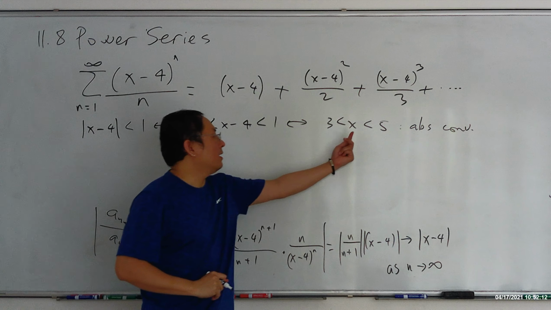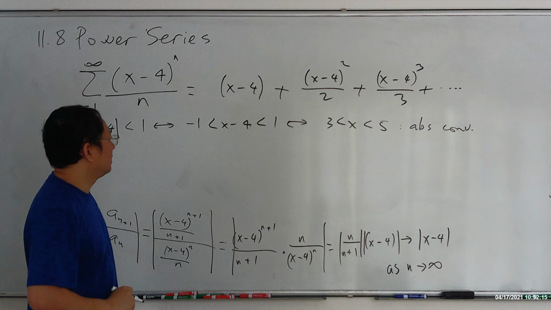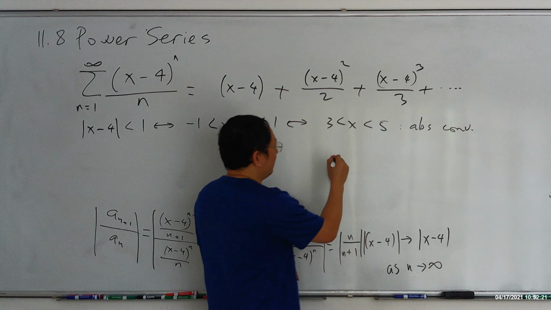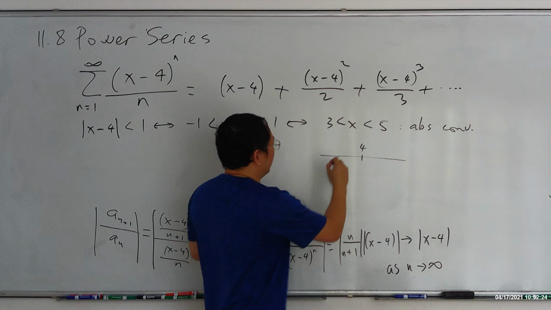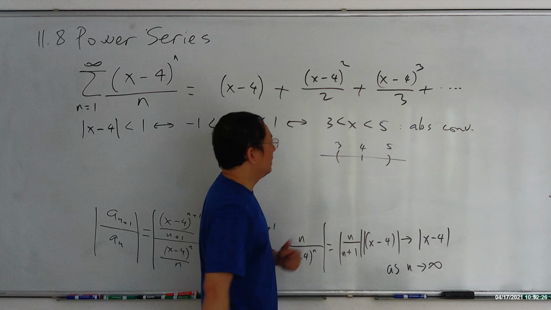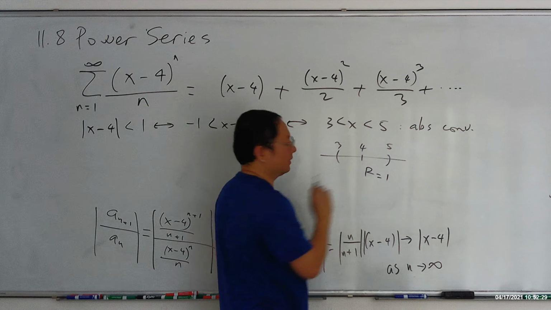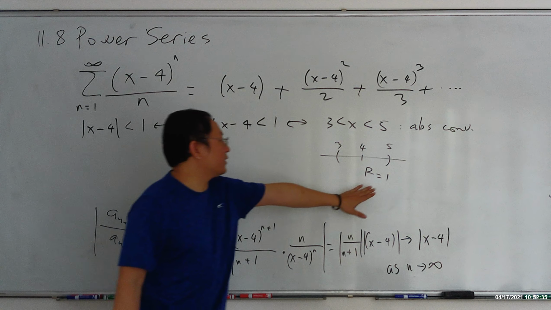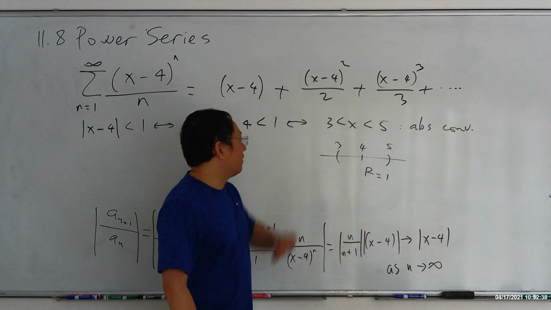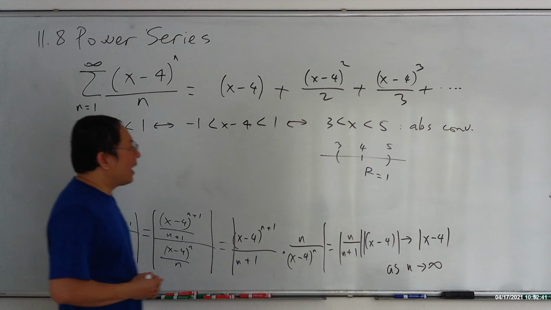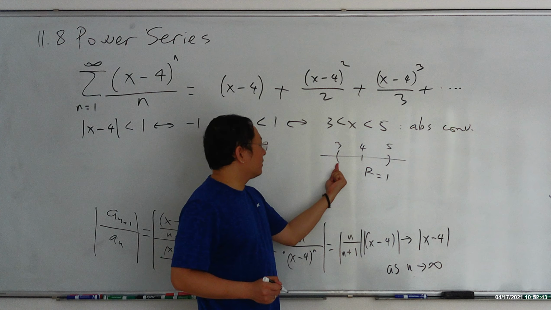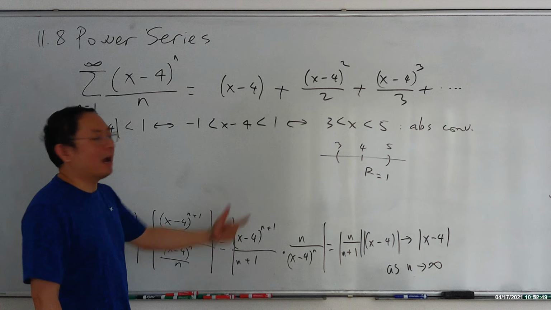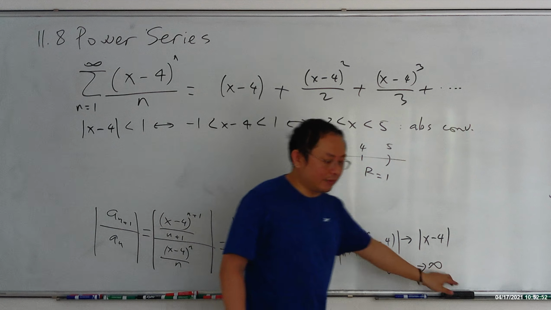You see the radius comes from here as well. The center is at 4, we know that, and then the interval goes from 3 to 5. You see that the radius r is equal to 1. So if they ask you for the radius of convergence, the answer is r equal to 1. The interval of convergence is from 3 to 5. But we're not done yet. What about the endpoints? Is it convergent at x equal to 3, or at x equal to 5, or is it divergent at both? We don't know. We have to test. And how do we test for that? We just plug in the endpoints.